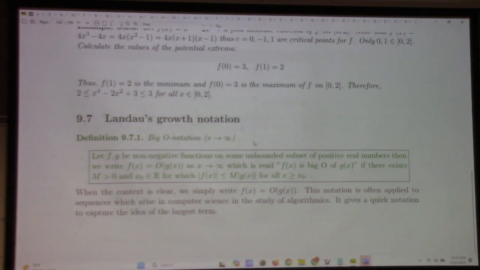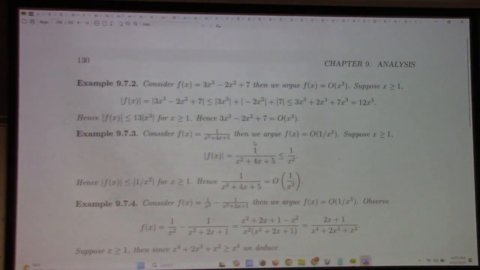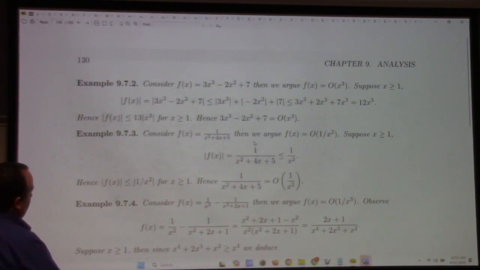Let's see if we have an example here. Example 9.72. So we have f of x is 3x cubed minus 2x squared plus 7. I'm going to argue that this is order x cubed. Suppose x is greater than or equal to 1.